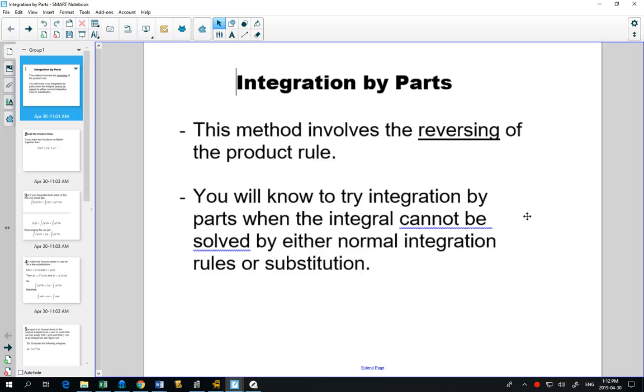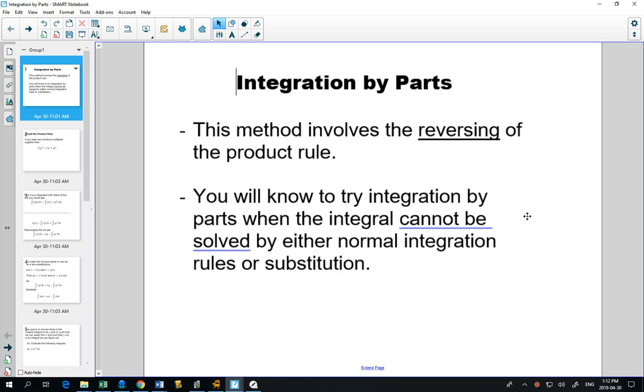Integration by parts is undoing the product rule. So we're going to review our product rule, look at how it might work, develop a formula, which is the formula for integration by parts, and then see how we can use it to solve some of the ones that I gave to one of the groups yesterday and how it can be used.